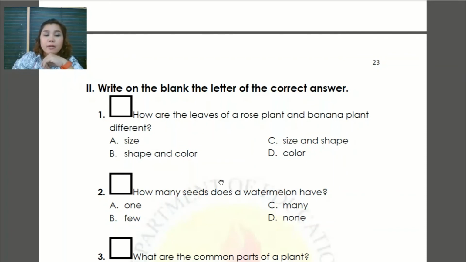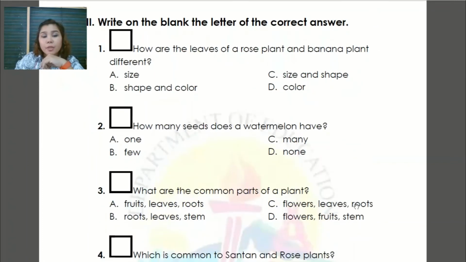And then part 2, write on the blank the letter of the correct answer. So we have here the box where you have to write your answer. Number 1, how are the leaves of a rose plant and banana plant different? So you can scroll back or return to that page where you can see the rose plant and the banana plant. So how are they different? A, size, B, shape and color, C, size and shape, D, color. Number 2, how many seeds does a watermelon have?